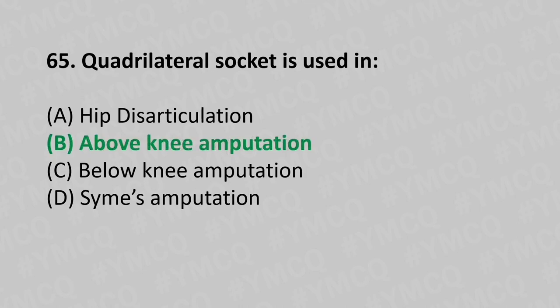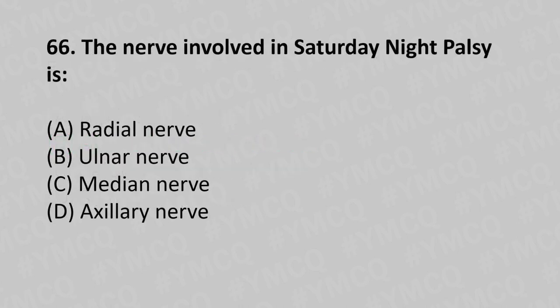Moving to our 66th question, nerve involved in Saturday night palsy is Option A, radial nerve. Option B, ulnar nerve. Option C, median nerve. Option D, axillary nerve. And the answer is Option A, radial nerve.